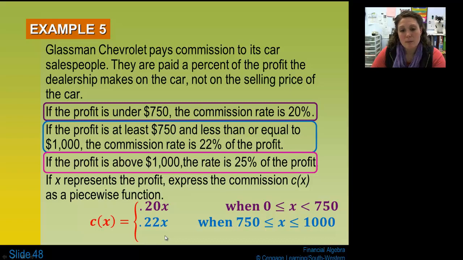So 0.25 times the profit, which is X, so 0.25X. This is the easier part of this because it specifically says if the profit is above $1,000. So if X is greater than $1,000. So you're going to have 0.25X, so 25% of the profit, when X is greater than 1,000. I don't know quite where my 0 went, but this should be $1,000 down here.